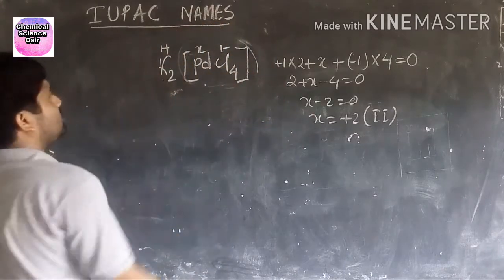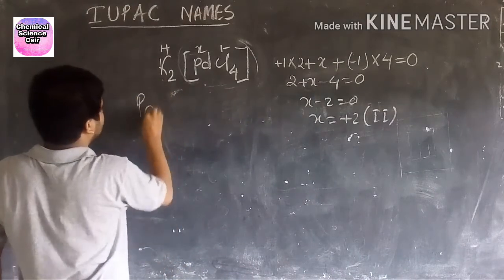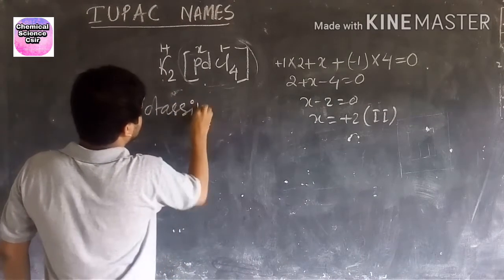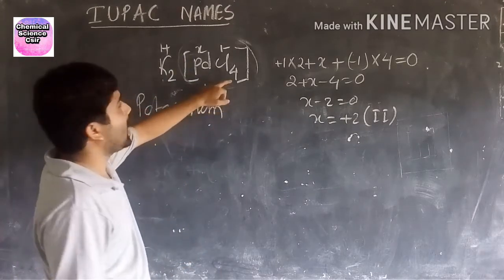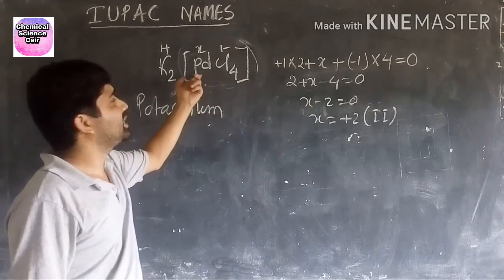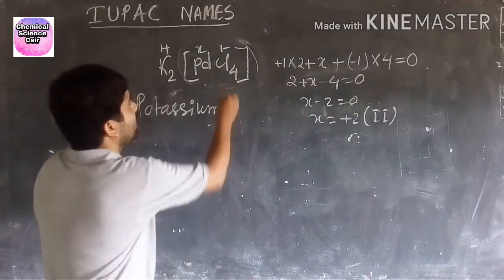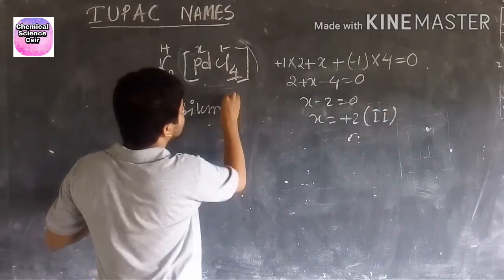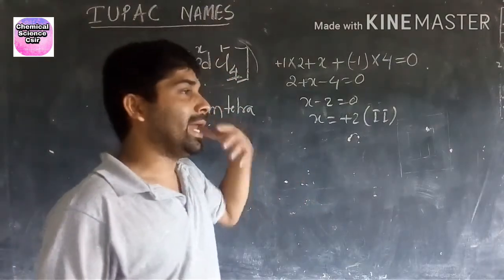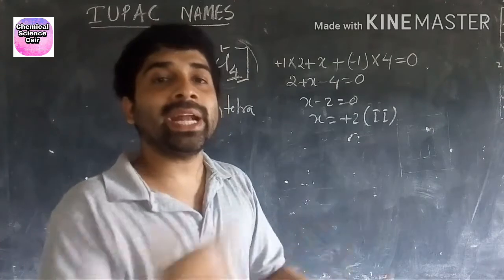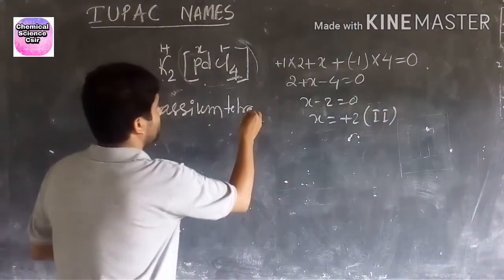Okay, first of all, write the cation name. The cation name is potassium. After that, how many ligands are attached with the central atom or ion? There are 4, and 4 means tetra. This one is chloride. The anion name is chloride, and the ligand name is chlorido.